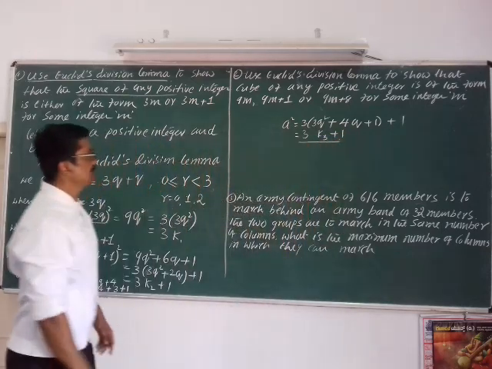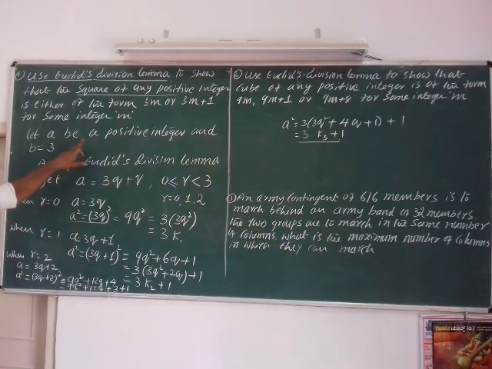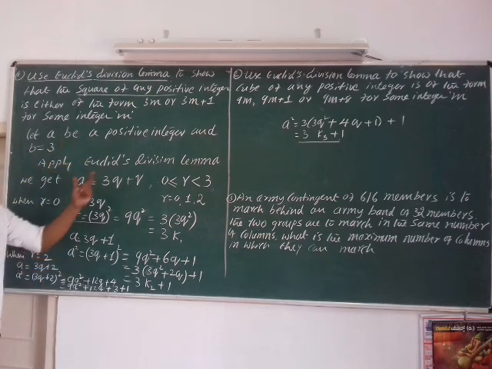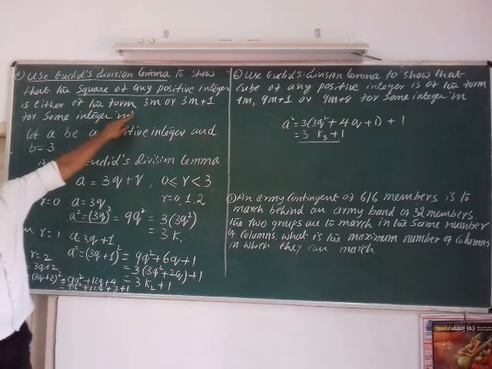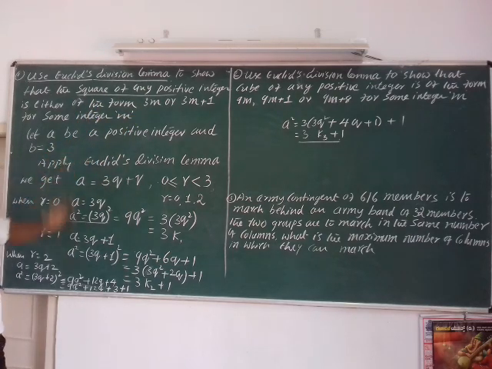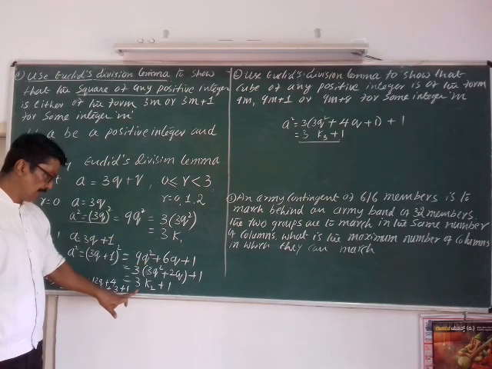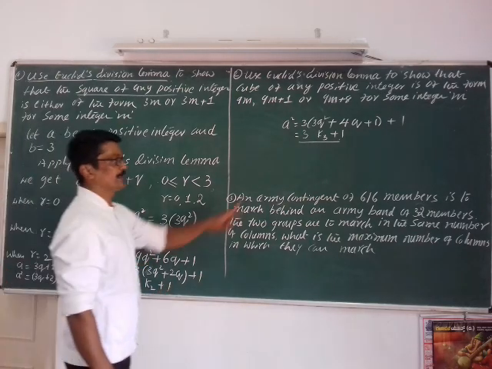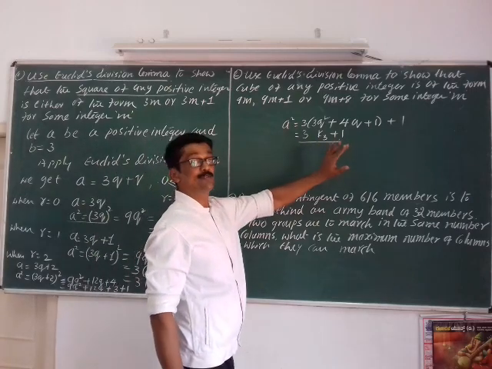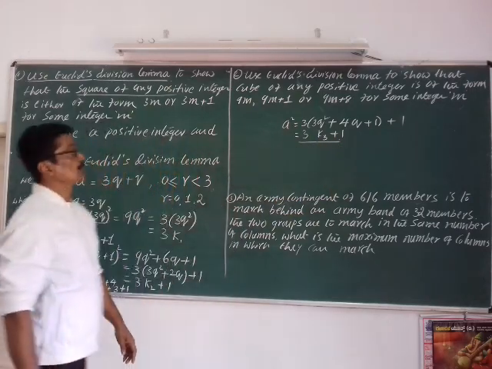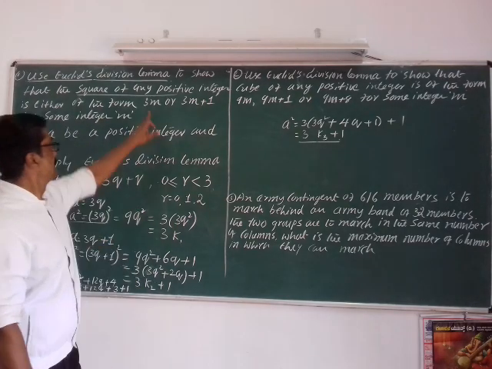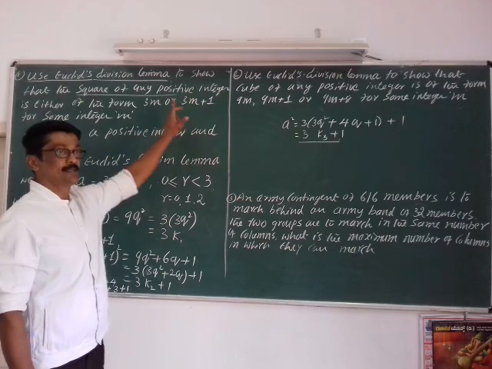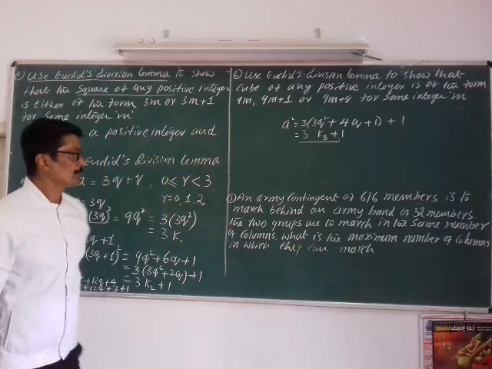See, I have taken a positive integer a and it is divided by 3. The divisor is 3. The square of the number is of the form 3m or 3m plus 1. Here also it is 3m plus 1 only. So the square of any positive integer is of the form either 3m or 3m plus 1.